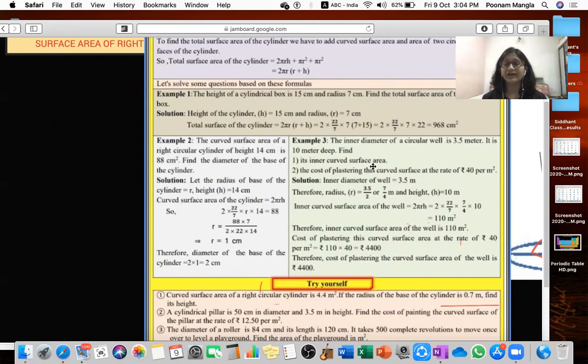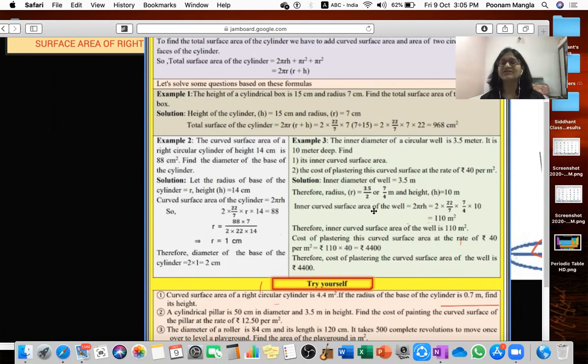See, in any question, whatever is given, we write what is given to us and what we have to calculate. Here we are given the inner diameter of the well is 3.5 meter. So whenever we are given the diameter of the object, let us write the radius of the object first. The radius of the well comes out to be 3.5 divided by 2, or we can write it as 7 upon 4 meters. Since height is given as 10 meters, we write height equal to 10 meters.